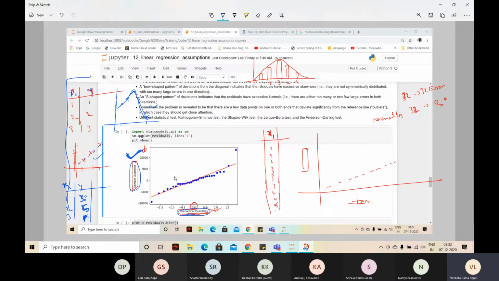Whether the dots are forming a straight line or not is all dependent on your data. If your data is normally distributed, it will form a straight line. If your data is not normally distributed, it will not form a straight line. Did you get it? Any questions?